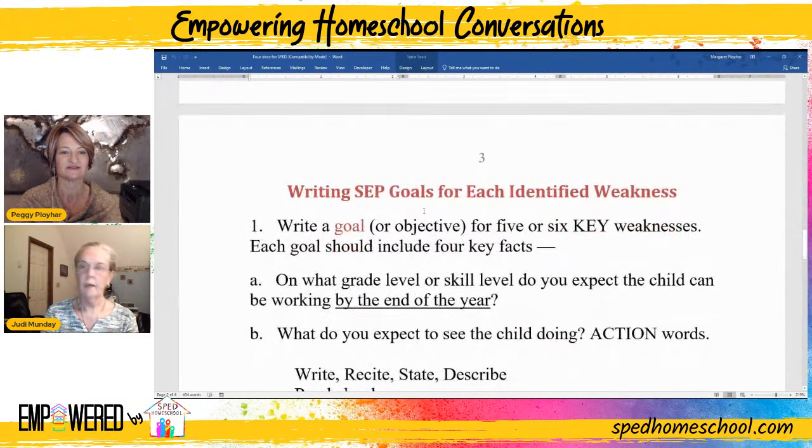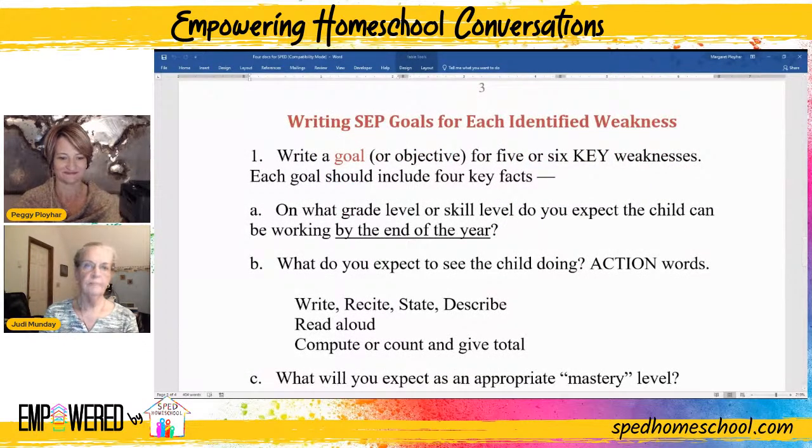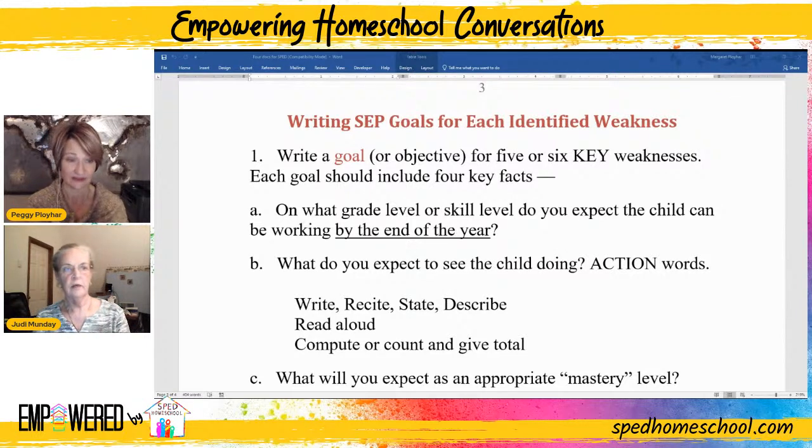Okay, good question. So, here we get into the meat of it. I'm going to try not to kill you with too much detail, but we're going to assume you've got 5 or 6 key areas that you've identified, okay? And maybe just pick one in your mind as you're listening to me go through that. What grade level or skill level do you expect the child to be at, realistically, by the end of the year? As I mentioned, you don't think a 10-year-old at the 2nd grade reading level is going to be at grade level by June. And for children who are not working on academic work, they still need goals.